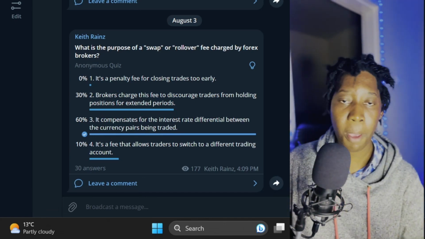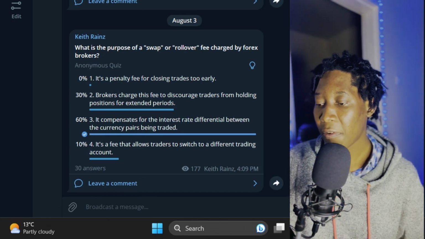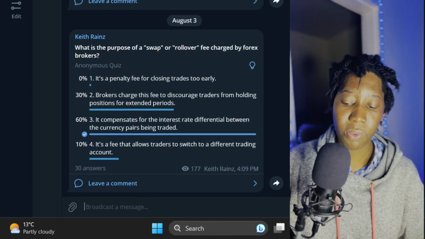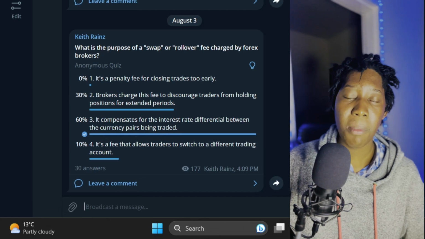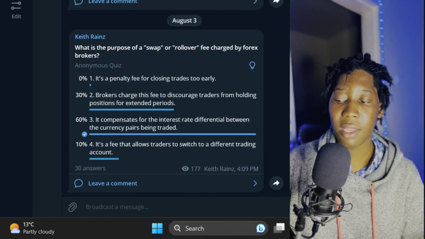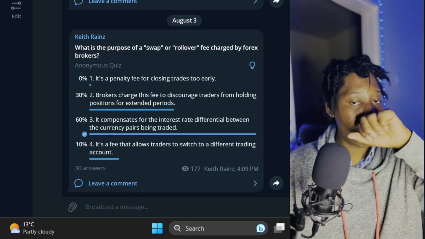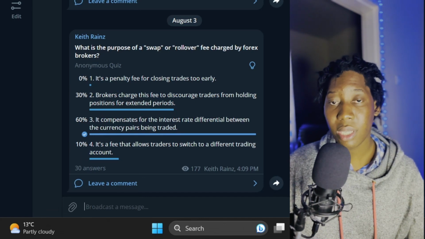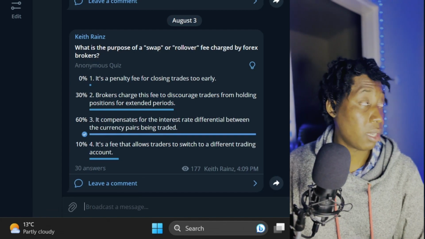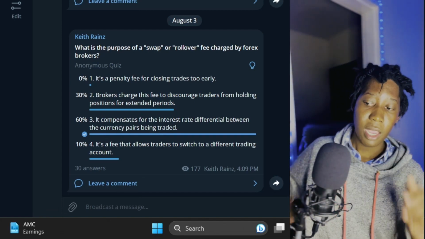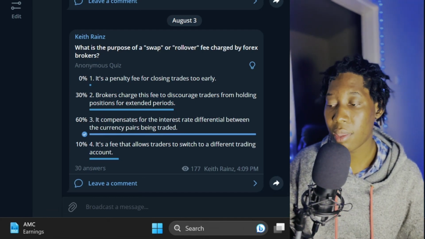So now, what is the purpose of a swap fee? Why is the swap fee there? Now, the first answer says it's a penalty fee for closing trades too early. When it comes to trading, you're allowed to use any trading style you want. You're not limited to only closing a trade within 5 minutes, or having a trade run for weeks. No, because to actually have a trade run for weeks or days or months, you need a lot of money, because a lot happens and the market may take you out. So you need a lot of money, and not everyone who's got a lot of money can hold their position for days. So there's not such a thing as a penalty fee.